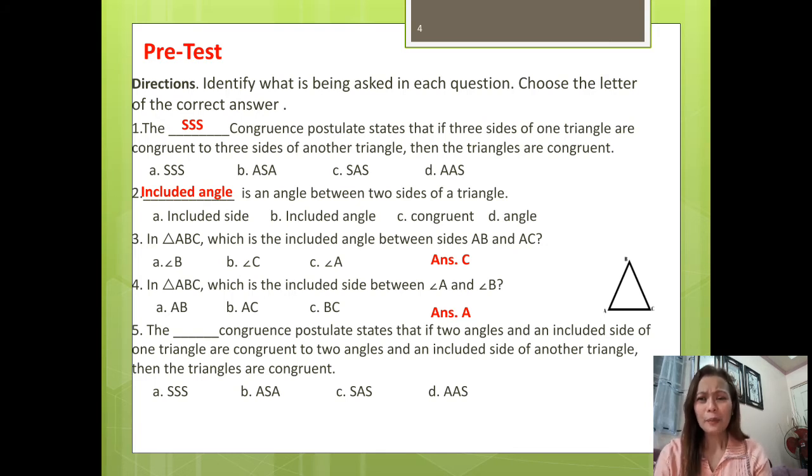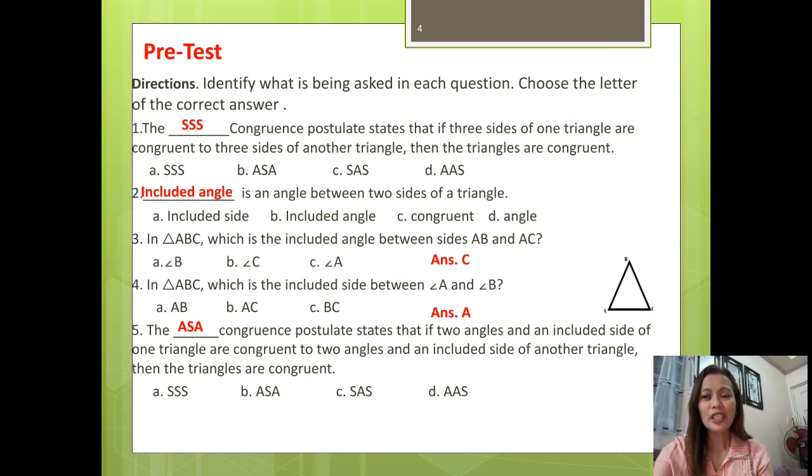For number 5, the blank congruence postulate states that if 2 angles and an included side of one triangle are congruent to 2 angles and an included side of another triangle, then the triangles are congruent. Is it letter A, SSS, letter B, ASA, letter C, SAS, or letter D, AAS? So the answer is ASA, and that is letter B.